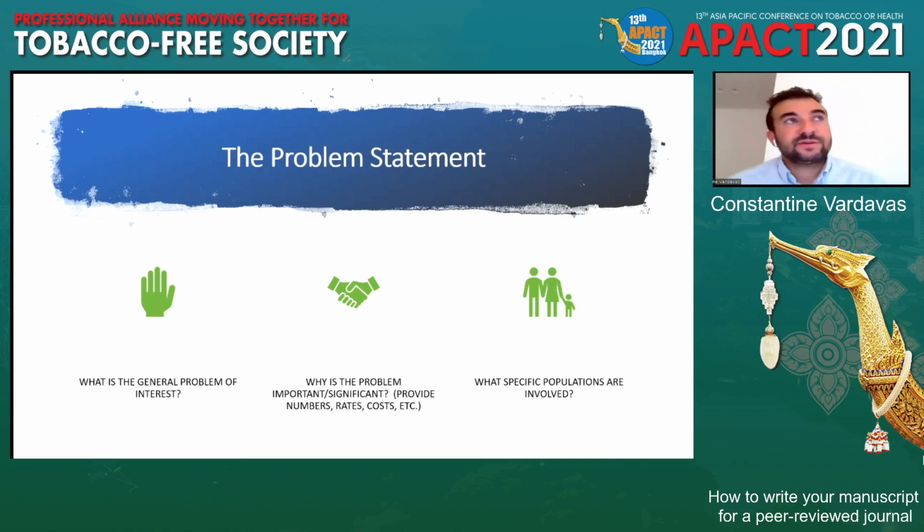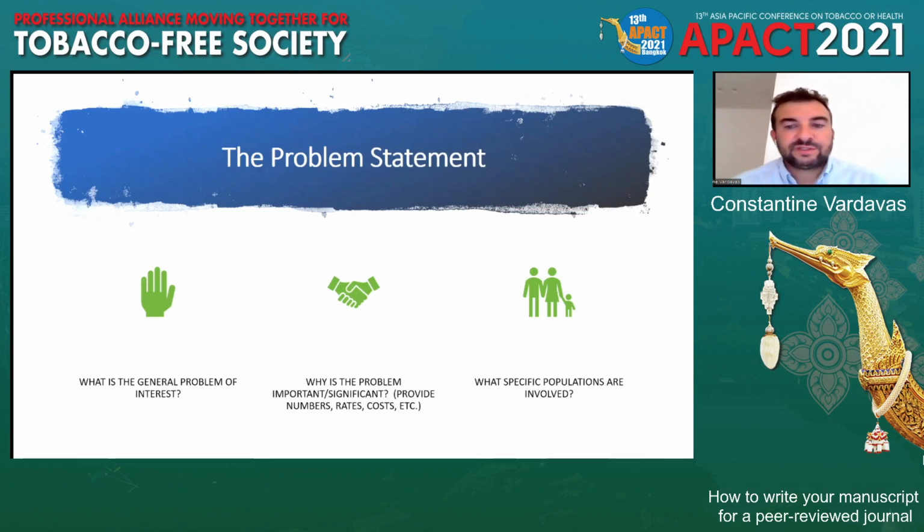For instance, if you're looking at exposure to secondhand smoke, you can provide a reference saying that previous research has indicated that 45% of children in this setting are exposed to secondhand smoke. That's a number, 45%. Or smoking is costing the economy $10 billion per year, for instance. Those are costs, and those are prevalences, or baseline numbers that indeed indicate the significance of a problem.